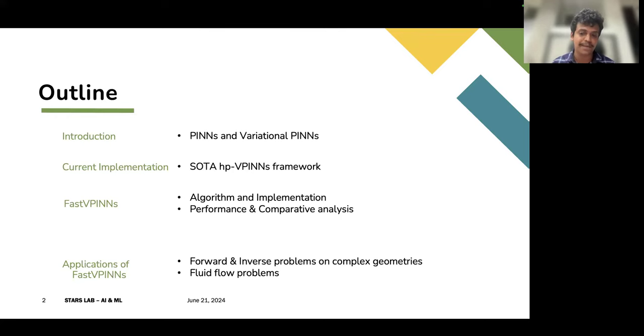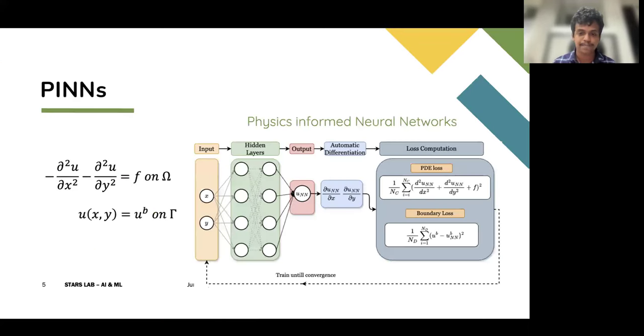So what algorithm made our implementation faster, and by faster, we would like to quantitatively compare the execution times of the previous implementation and the current implementation. Then we'll slowly move on to the applications where we solve problems, both forward and inverse problems for scalar problems in regular and complex geometries. And we'll show some slides on where our work is progressing towards in some of the examples on fluid flow problems.